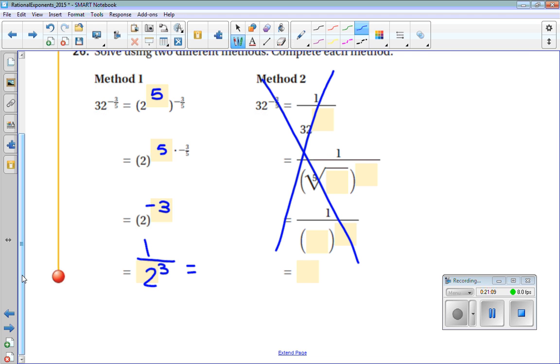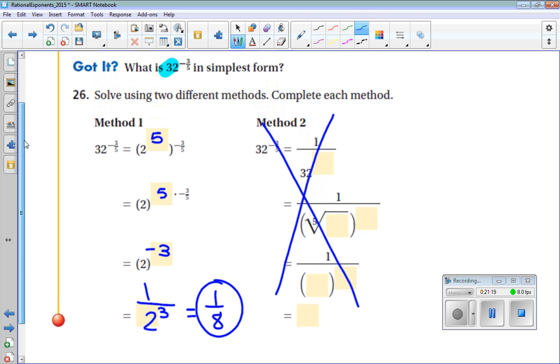Say it like you mean it. 8. So the answer is 1/8. So all of that, not really that much work to be honest with you, but it started off looking pretty ugly, didn't it? And it reduced to a pretty nice clean number.